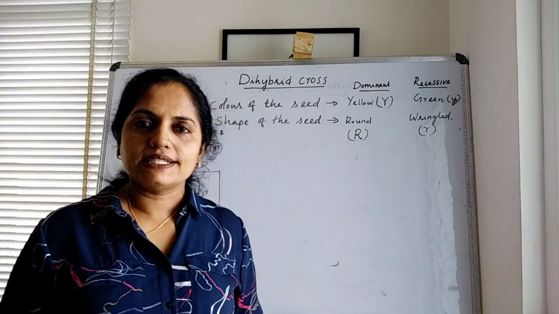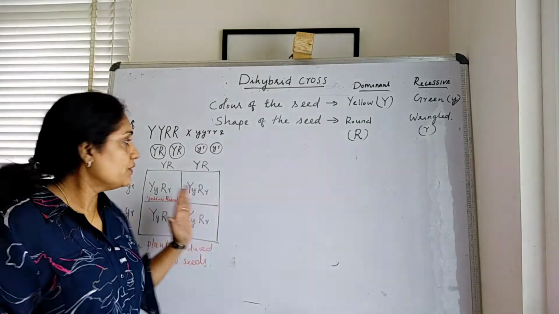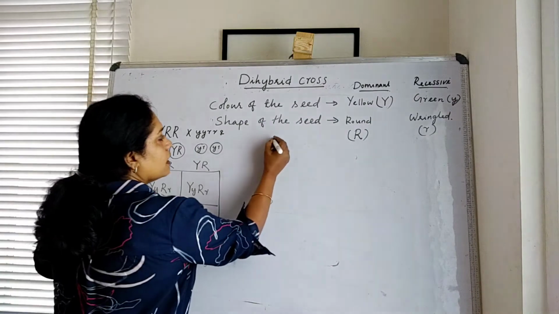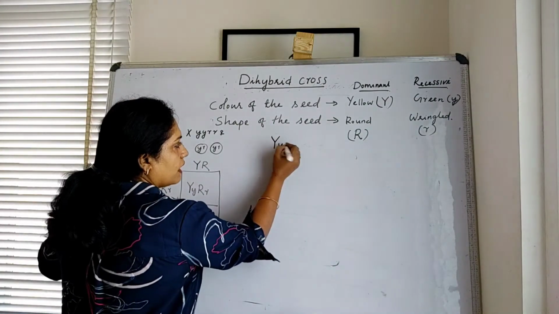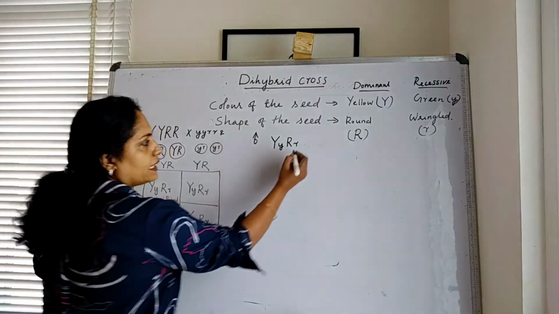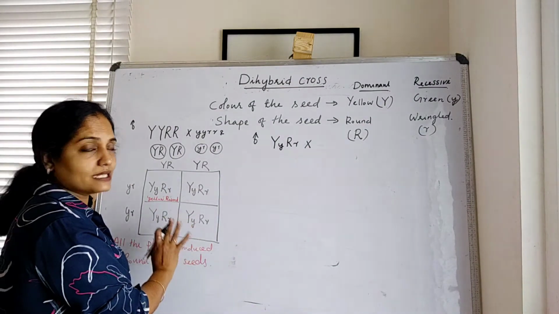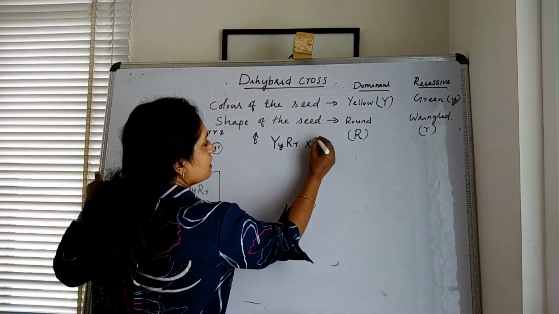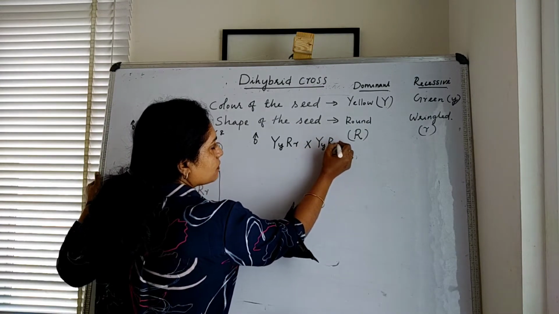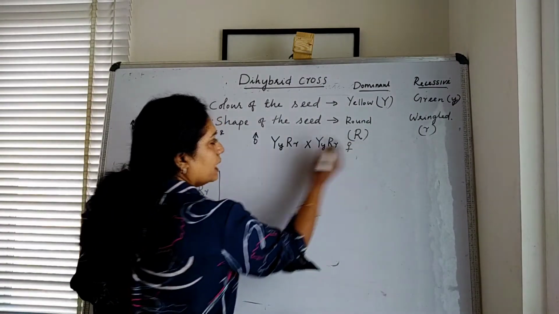In the F2 generation, Mendel selected two plants from the F1 generation. Which are the plants in the F1 generation? They are all hybrid: capital Y, capital R and small r. This is the male parent, and again the female also is the same. Only one type of plant is there. So capital Y, capital R and small r. These are the two parents, male and female.